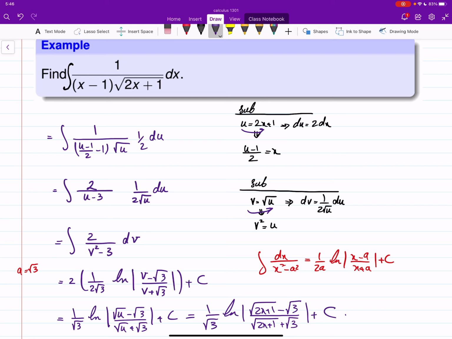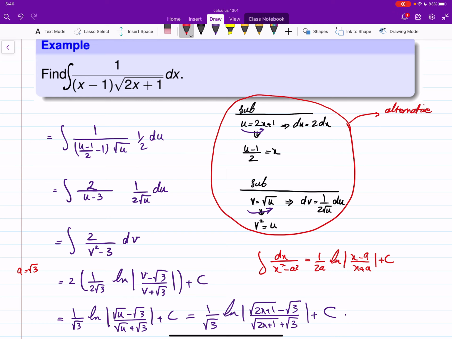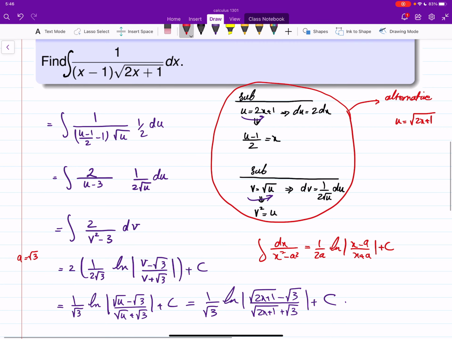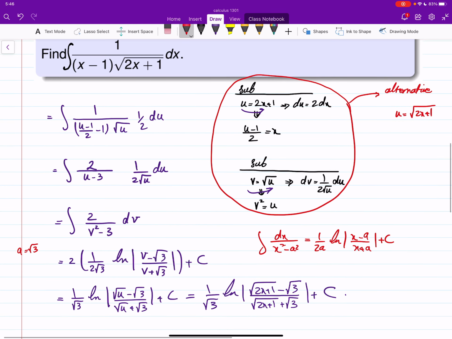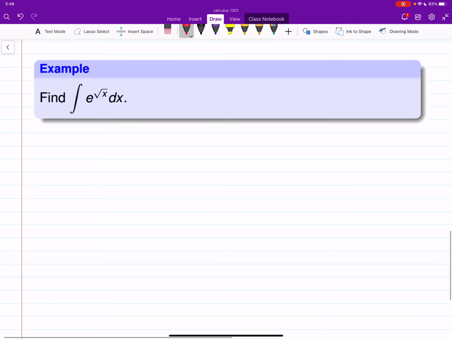And done. Yes. So if someone tells you to make this one a little bit clearer, you can actually combine these two things, and from the beginning set u to be equal to the square root of 2x plus 1. That way we'll go a little bit faster, but the way we discovered this was also important for us. Okay, let's do one more example here.